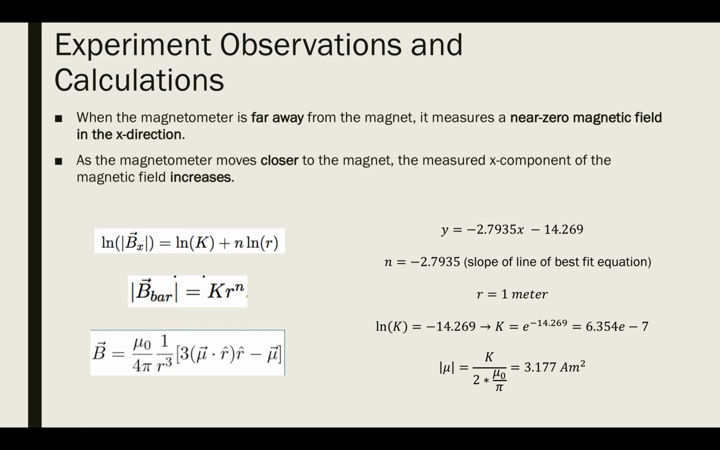Before I go any further into this lab, let's review my observations from the actual conduction of the experiment. I found that when the magnetometer app is far away from the magnet, it measures a near zero magnetic field in the x direction, and as we move that sensor closer and closer to the magnet, the measured x component of the magnetic field increases.